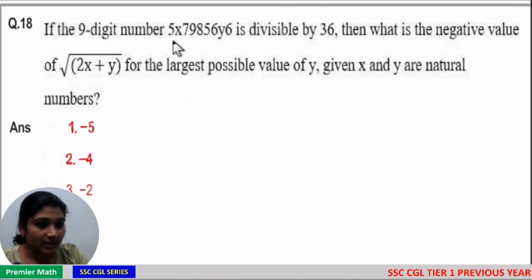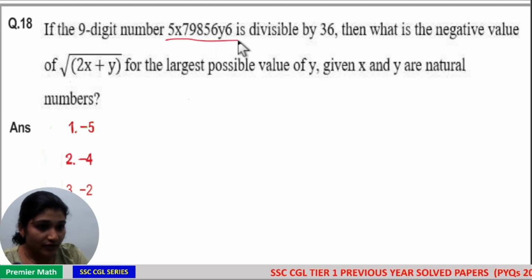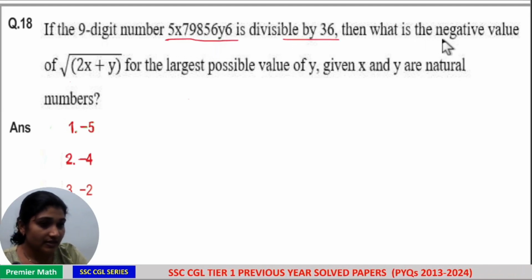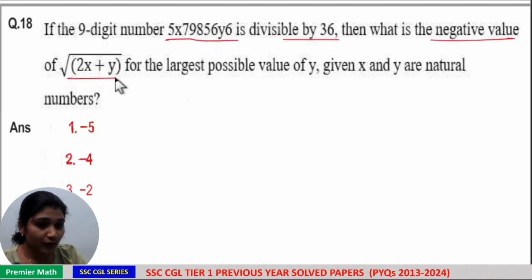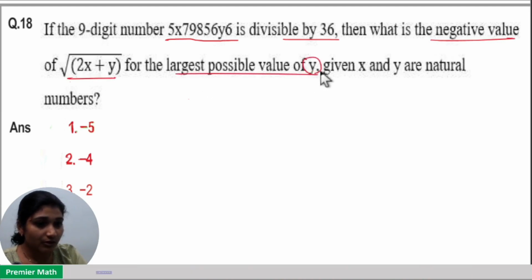If the 9-digit number 5x7985656 is divisible by 36, then what is the negative value of root of 2x plus y, the largest possible value of y? Given x and y are natural numbers.